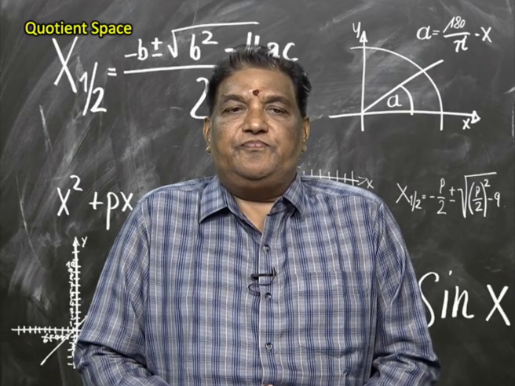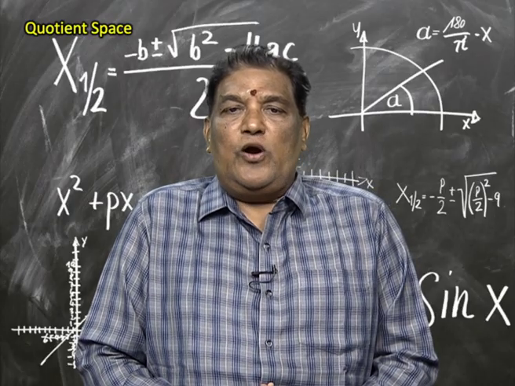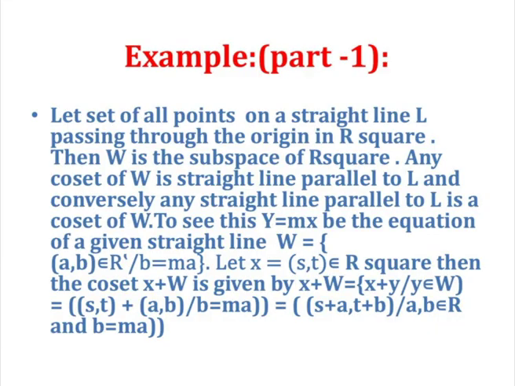Example part 1. Let W be the set of all points on a straight line L passing through the origin in R square, then W is a subspace of R square. Any coset of W is a straight line parallel to L, and conversely any straight line parallel to L is a coset of W.